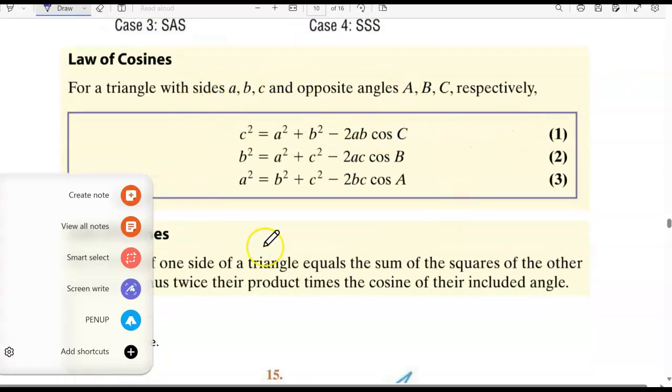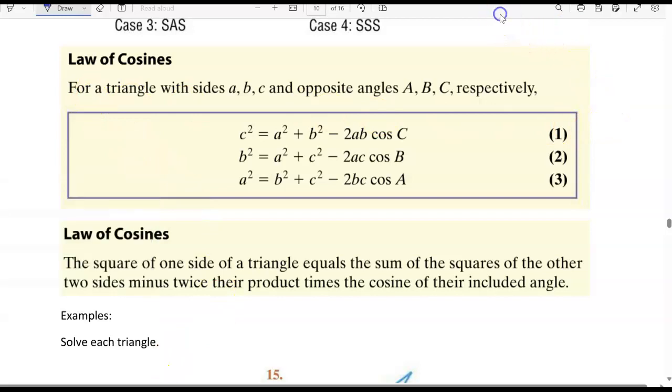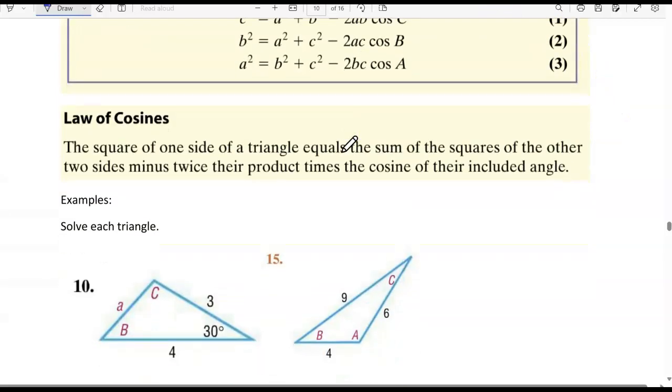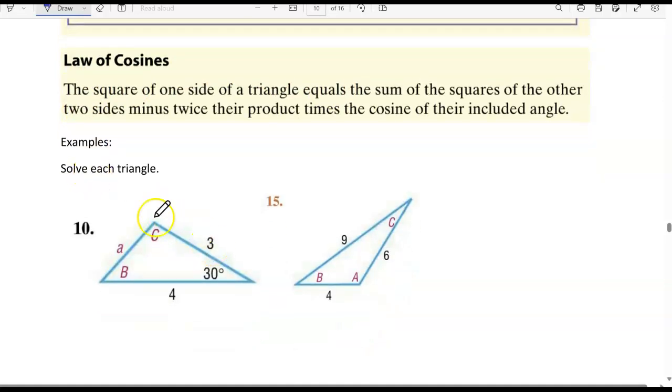So here's our formula for the law of cosines. Maybe we're looking for side C, and we know side A, side B, and angle C. And then we can come up with other iterations of that. So let's look at a couple of examples.